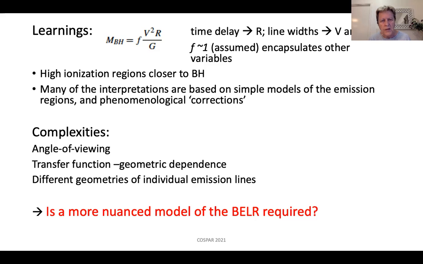Now, into that value of F are some quite significant complexities. For example, the angle of viewing, the direction that we're actually seeing this axisymmetric sector from, is not included. There's a transfer function, once the change in continuum emission interacts with the emitting regions. And of course, there may be different geometries for the individual emission lines. And so one of the questions that we might ask is whether or not a more nuanced model of the broad emission line region is required.